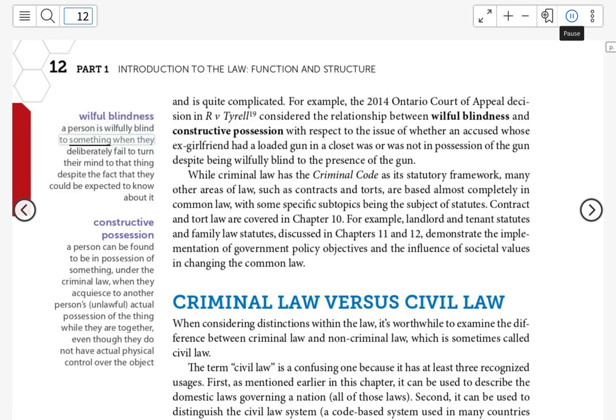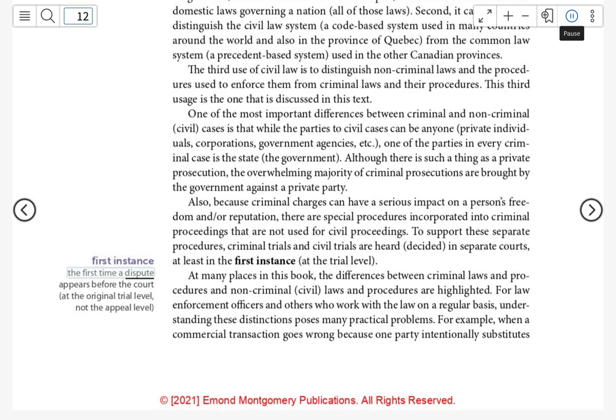Willful blindness: a person is willfully blind to something when they deliberately fail to turn their mind to that thing despite the fact that they could be expected to know about it. Constructive possession: a person can be found to be in possession of something, under the criminal law, when they acquiesce to another person's unlawful actual possession of the thing while they are together, even though they do not have actual physical control over the object. First instance: the first time a dispute appears before the court, at the original trial level, not the appeal level.